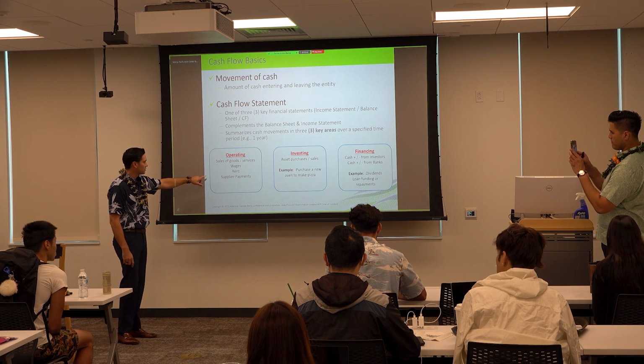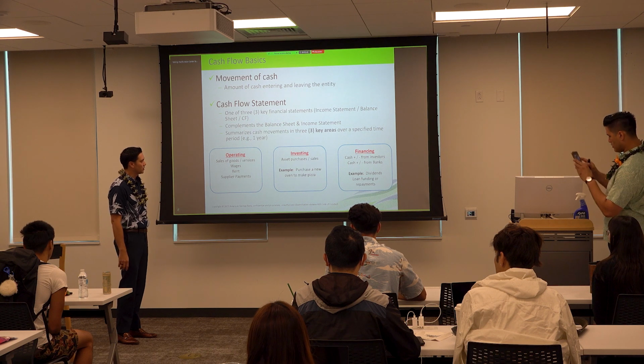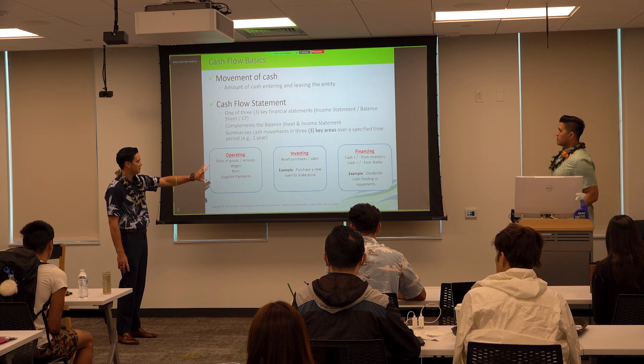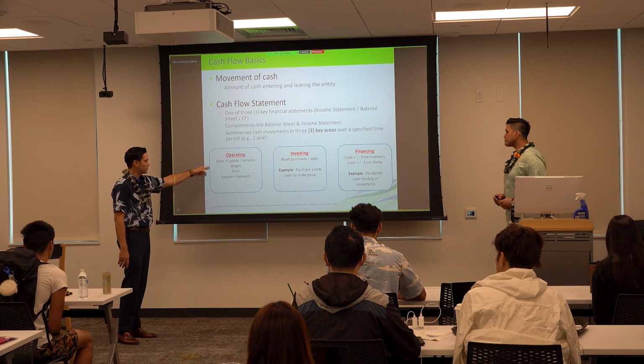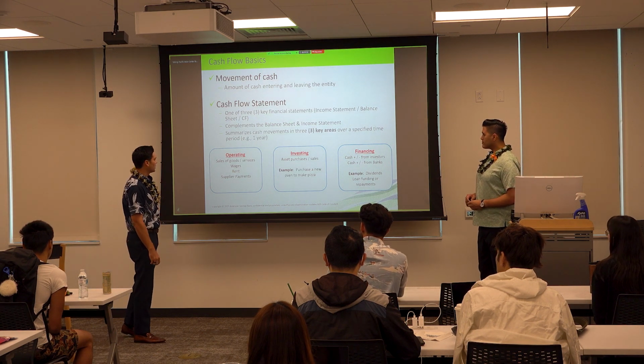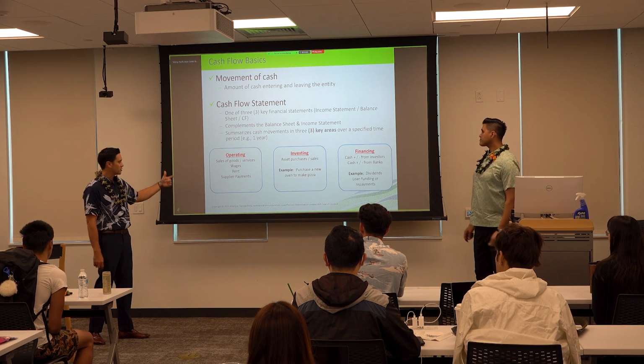So you have your operating. There are different methods of a cash flow statement, but this is probably the most traditional one, where you're going to see it broken down into three components: operating, investing, and financing. Your operating, that's your sale of your goods or services, whatever it is that you do as an entrepreneur. Wages, rent, supplier payments, those are your operating cash flow.